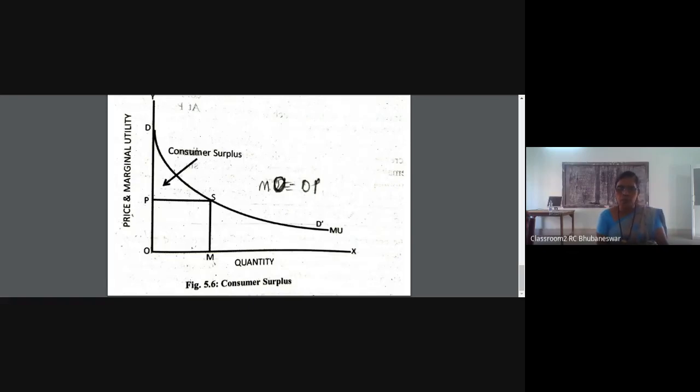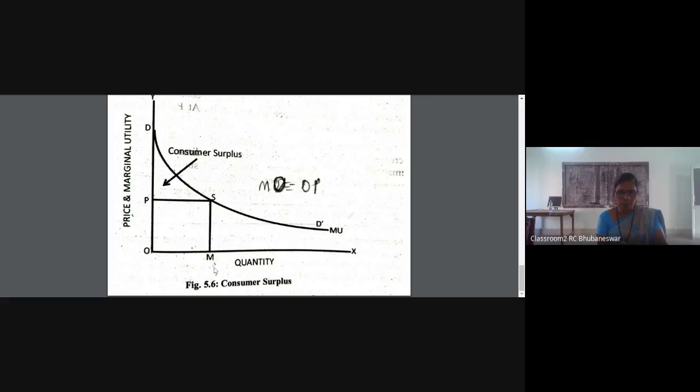But for the units before the Mth point, what happened? Before that point, marginal utility is greater than the price, and therefore these units give a consumer surplus to the consumer. The total utility of a certain quantity of a commodity to a consumer can be known by summing up the marginal utility of the various units purchased. In figure 5, in this diagram, we see that the total utility derived by the consumer from OM units of the commodity will be equal to OPSM.